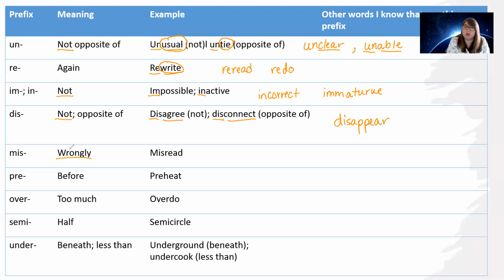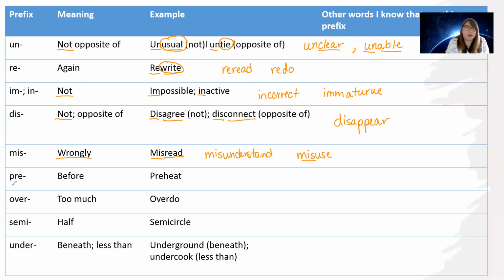We also have the prefix mis or miss. Miss means wrongly. So our example here is misread. So to read something wrongly or incorrectly means that you have misread it. We might also say that you can misunderstand. You have understood, but wrongly or incorrectly. We might also use the word misuse. You've used something, but you've used it wrongly, used it incorrectly.